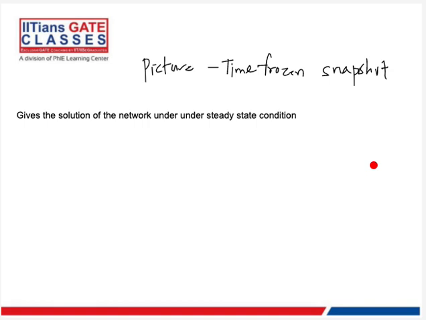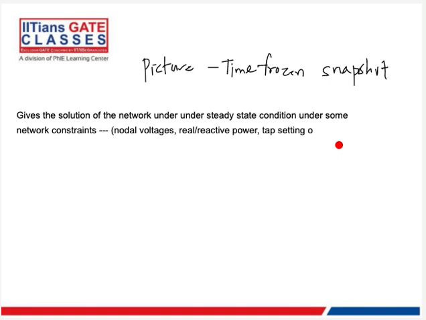Okay, so it can be under network constraints, and what can these constraints be? Basically, it can be nodal voltages. These are the values that we are studying: nodal voltages, real and reactive power, right? Then it could be settings of transformers. Right?